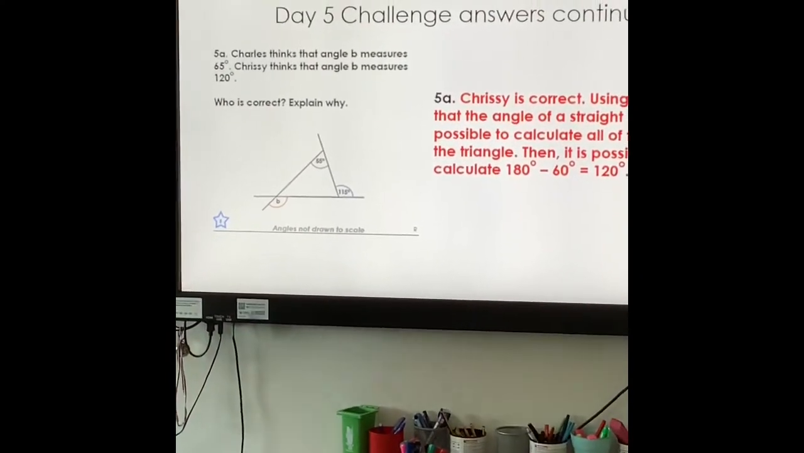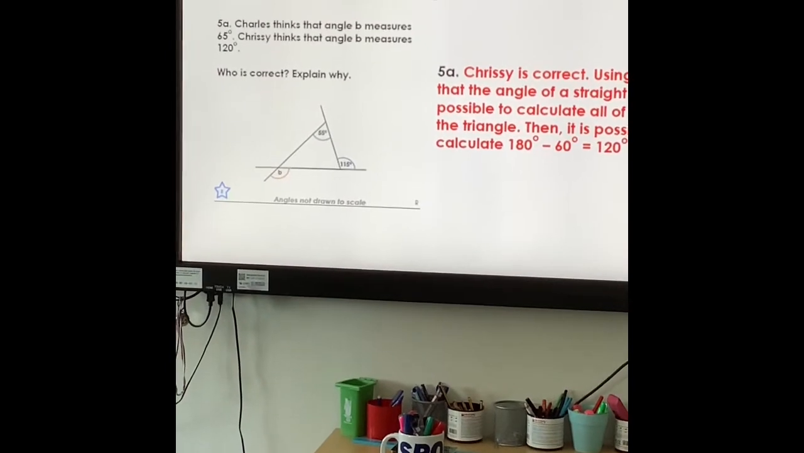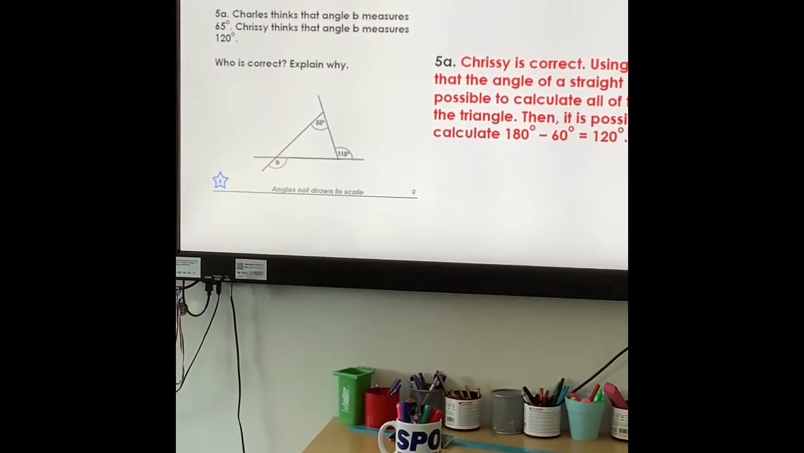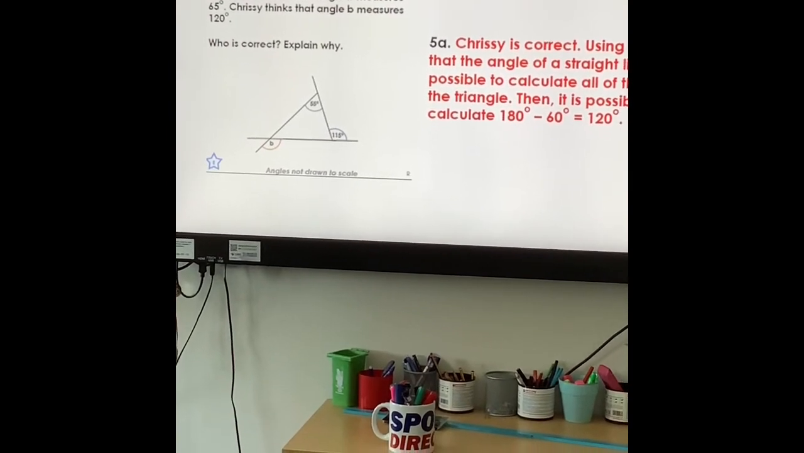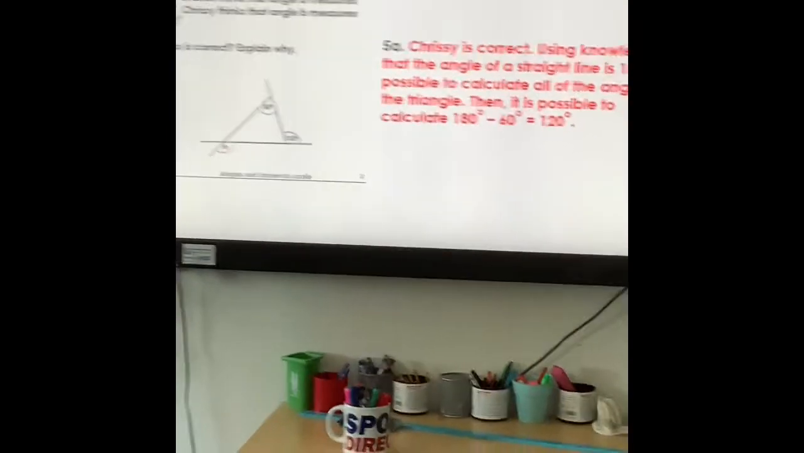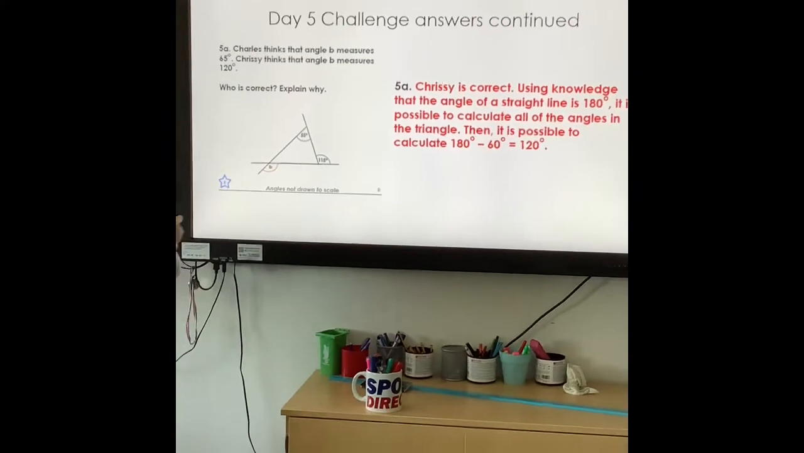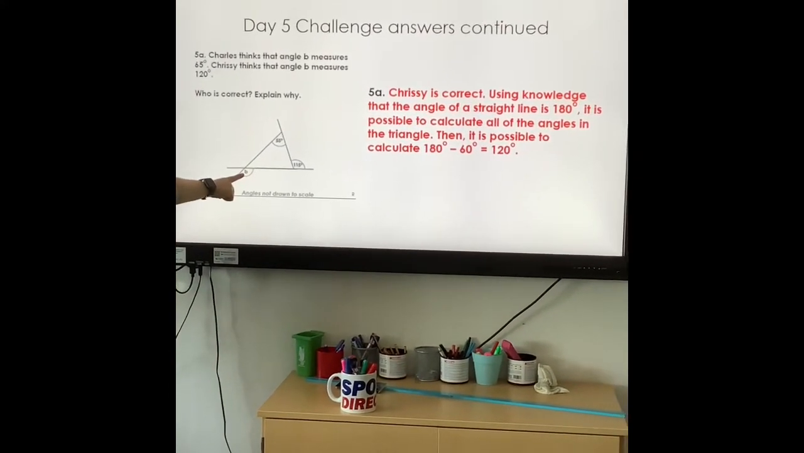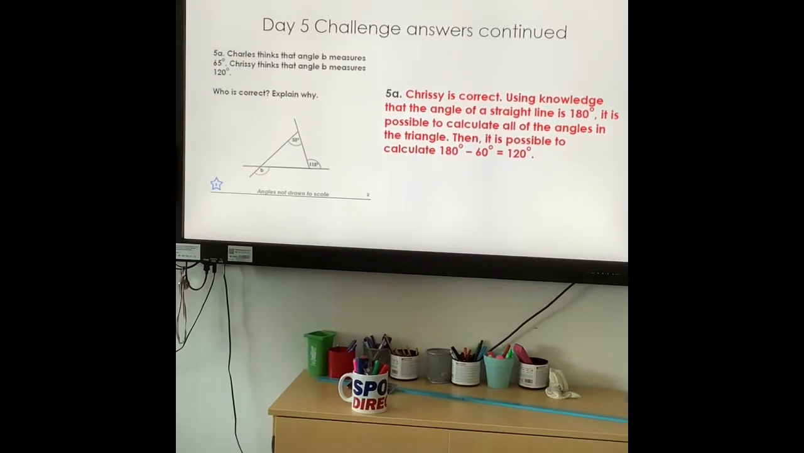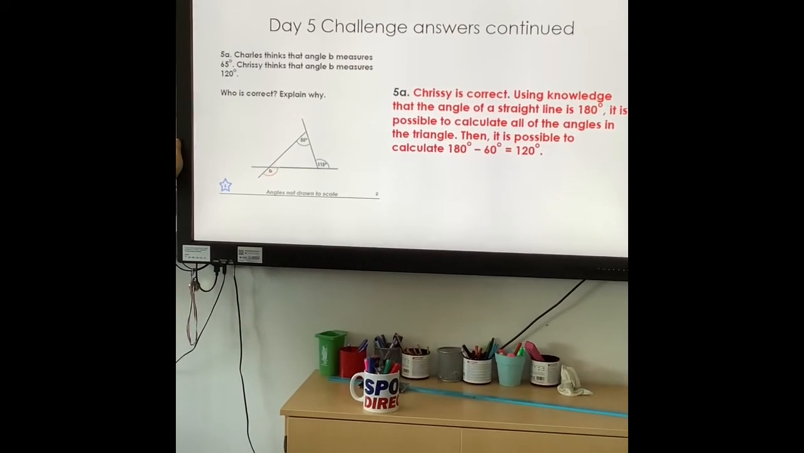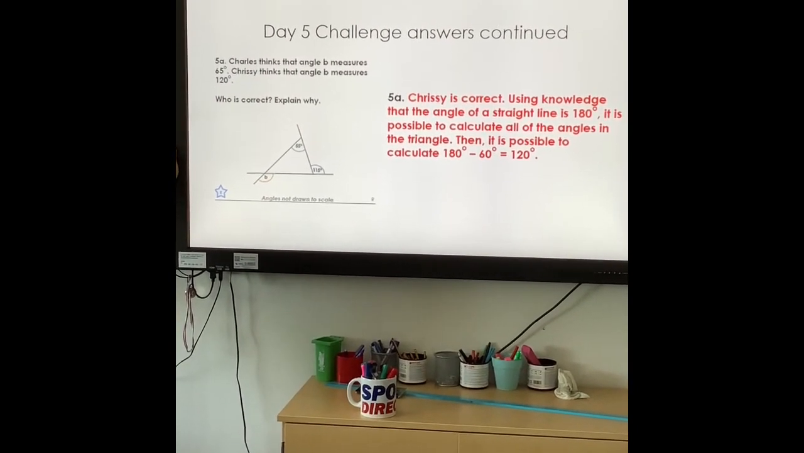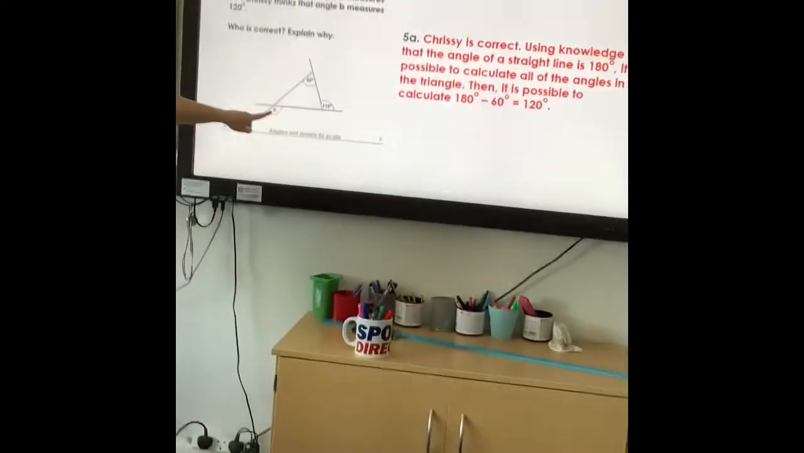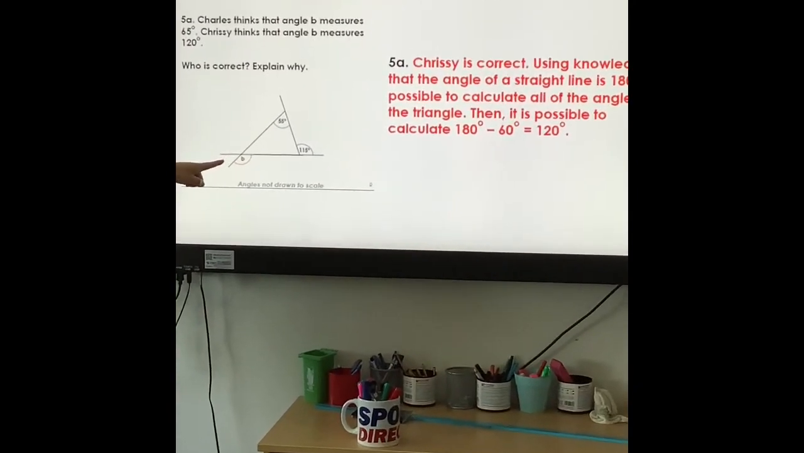So, Charles thinks it's 65 degrees. Chrissy thinks it's 120. Straight away, we know that Charles can't be right, because this angle's obtuse. That means it must be more than 90 degrees. So we already know that Charles can't be right, because 65 degrees is less than 90. And if an obtuse angle has to be more than 90 degrees, he's never going to be correct.